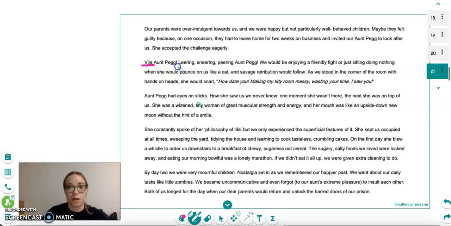Here we have leering, sneering, peering. Now, this is almost like a double whammy because you have the rule of three and you also have a rhyme. So there are two different devices at play here, and when they are put together, it makes them doubly as emphatic, doubly as effective.